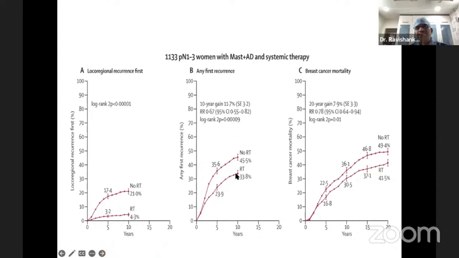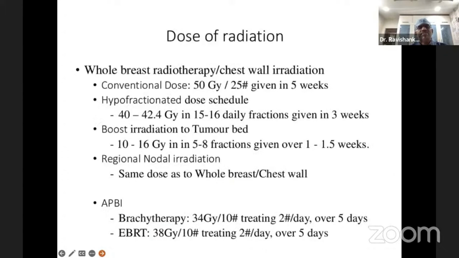So here, if you see, patients who have not received radiation are doing worse than the patients who have undergone radiation, those who have received radiation. So that means that systemic therapy is not going to really replace this radiation at all, because systemic therapy is part of treatment, surgery is part of treatment, radiation is also part of treatment. We cannot omit radiation just because you cannot compensate by any other mode.